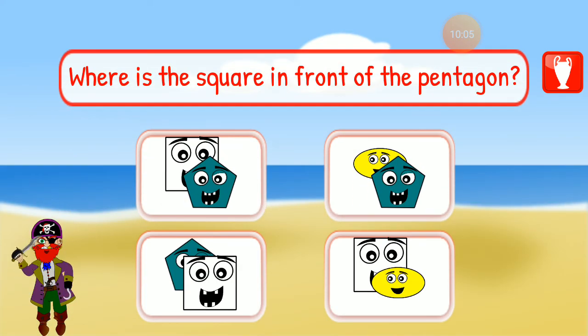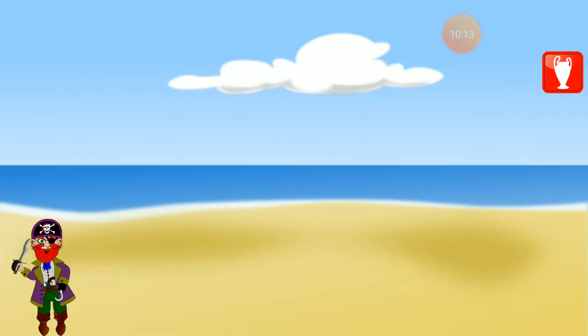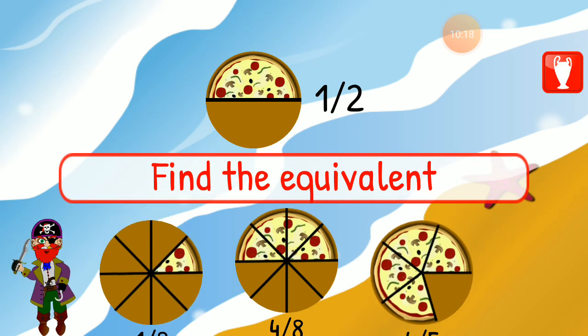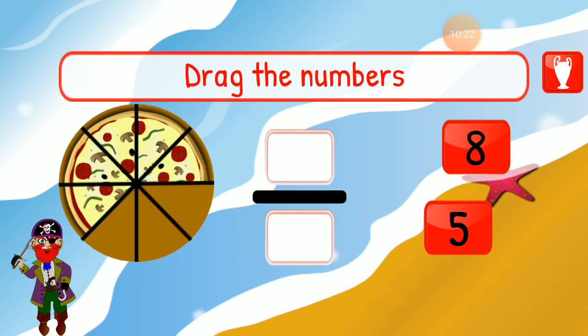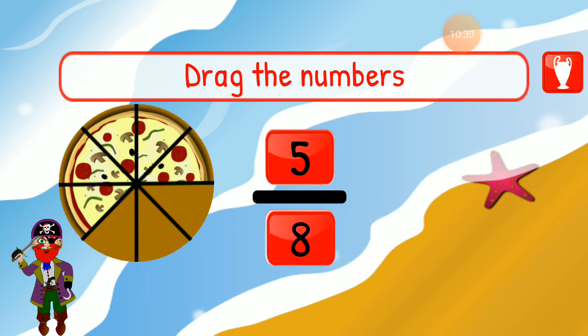Where is the square in front of the pentagon? So here is the square in front of pentagon. Yes. Half is equivalent to 4 by 8. Wow. Sorry. Drag the numbers. It's 5. Denominator is 8.